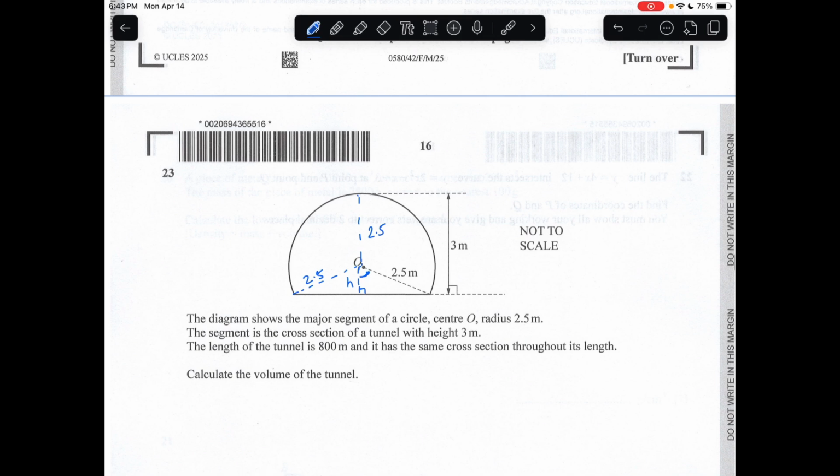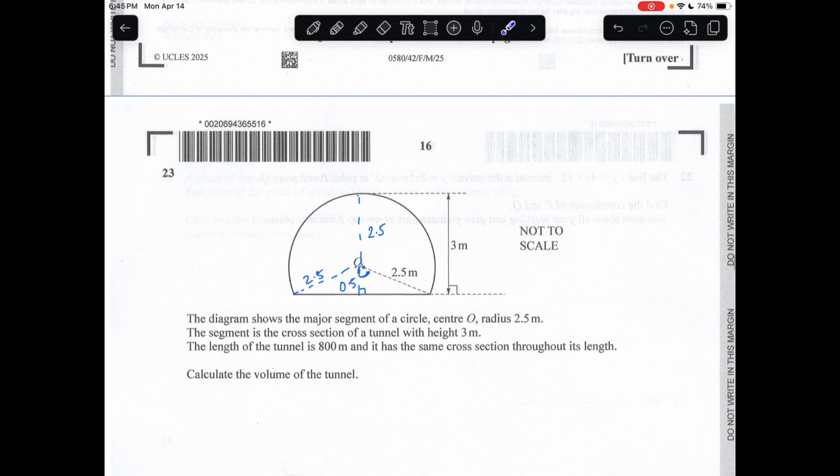Alright, so what would be the height? We know that this total height is 3 and the radius is 2.5. So if you subtract 2.5 from 3, it gives you the height as 0.5. So I can write over here that the height is 0.5. So I'm looking at this triangle now. To find the area of the triangle, I would need the base. I have the height, I would just need the base.